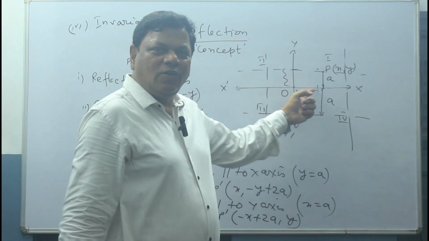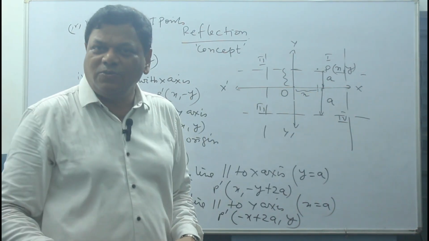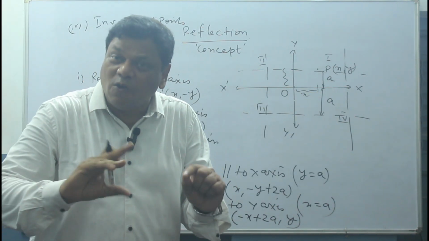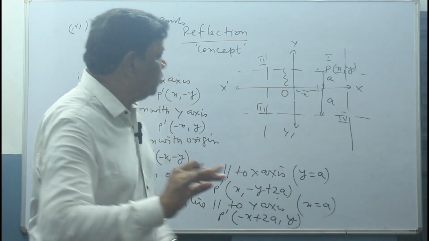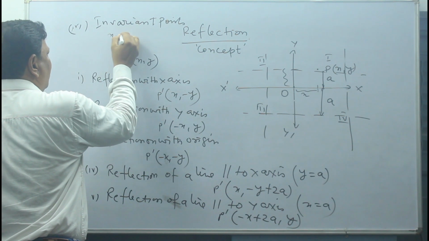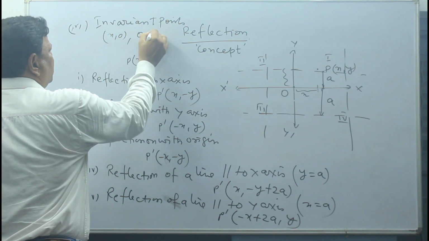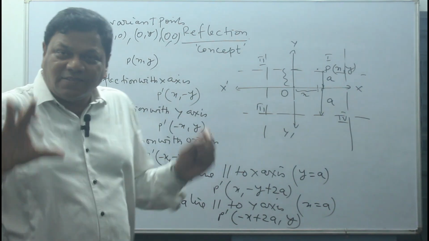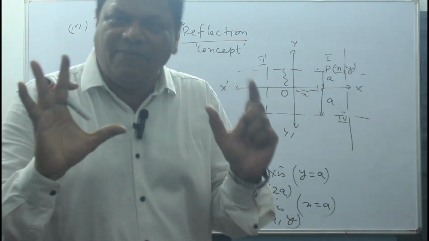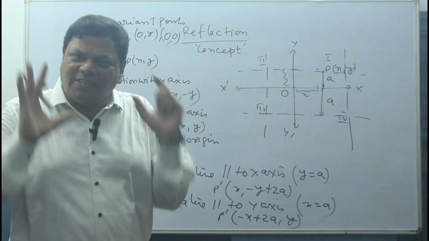If the point is here, what is the value? X comma 0. Lying on the x-axis means y should be 0. Lying on the y-axis means x should be 0. So what is the point? It may be x comma 0, it may be 0 comma y, or it may be 0 comma 0. So these 3 points are said to be invariant points. I think you are clear, children.